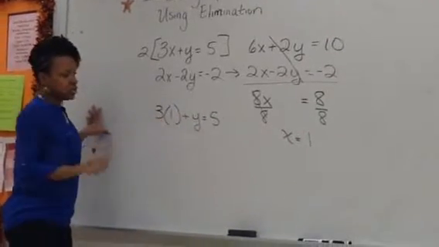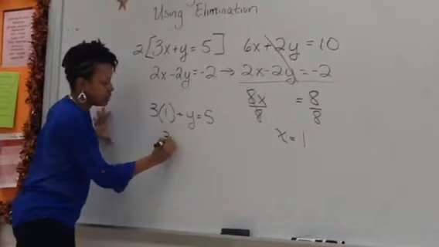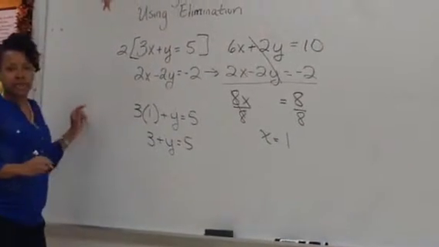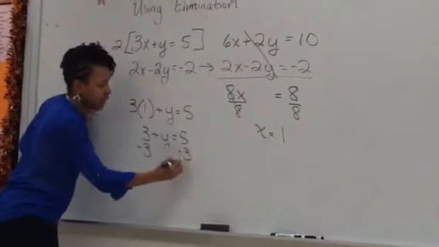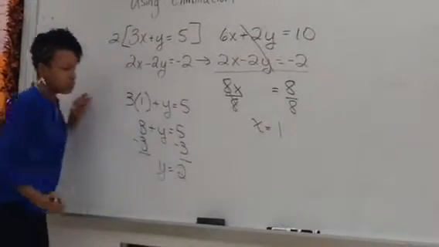So the first thing you do is times 3. 3 times 1 is 3. Then what should I do? Subtract 3. And you get y equals 2.